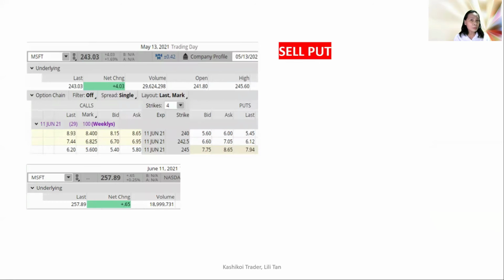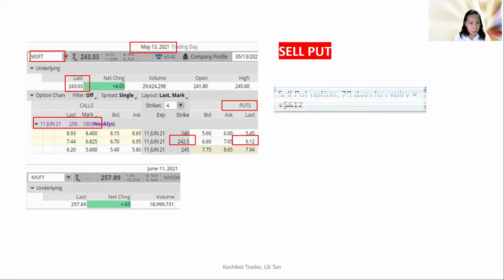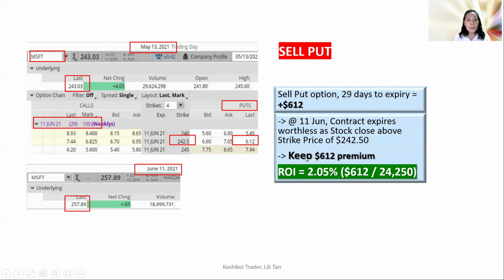Now, if I were to sell put for May 13 instead of buy call, now let's look at it. You see that I can collect a premium of $612, okay, with date to expiry of 29 days. So fast forward to June 11th, because June 11th would be the date to expiry, right? Again, the contract expired worthless because it has closed above the strike price of 242.50. Therefore, I get to keep the premium of 612.